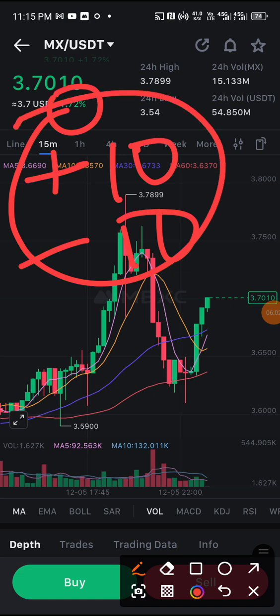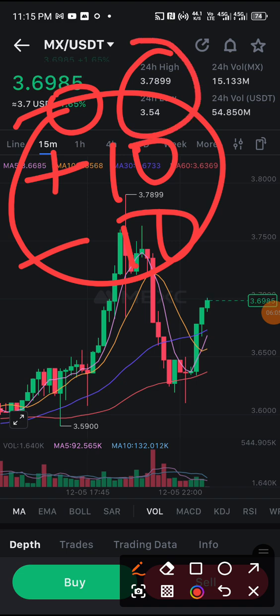Taking your eyes up here, you see a 24 hours high, which was 3.7899. You see the 24 hours low, which was 3.54, sorry. You can see also the 24 hours volume, which was 15.133 million. And the 24 hour volume in USDT was 54.85 million.